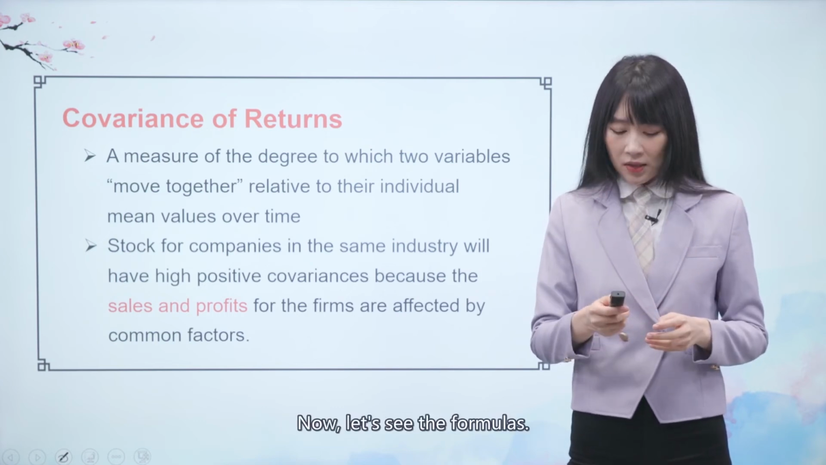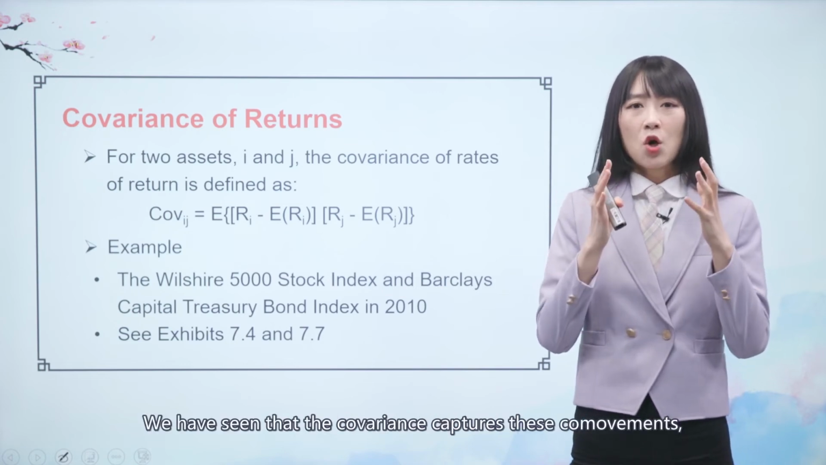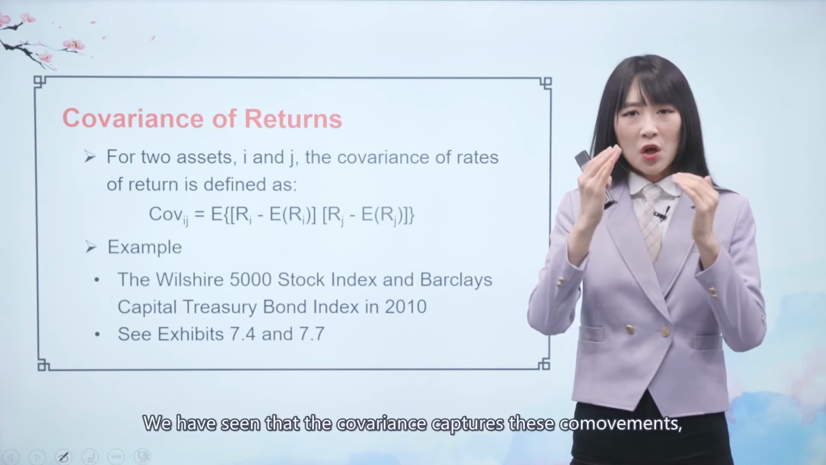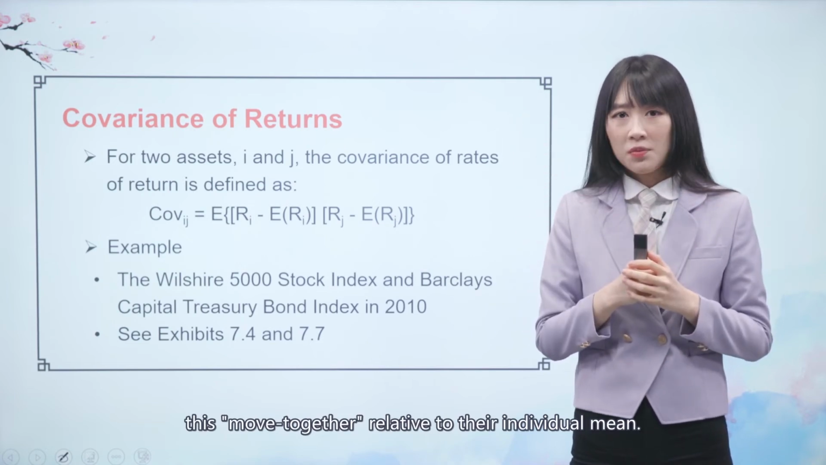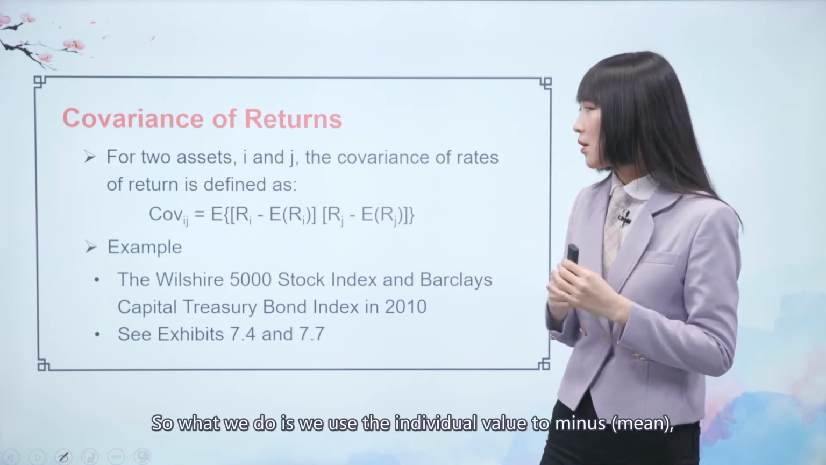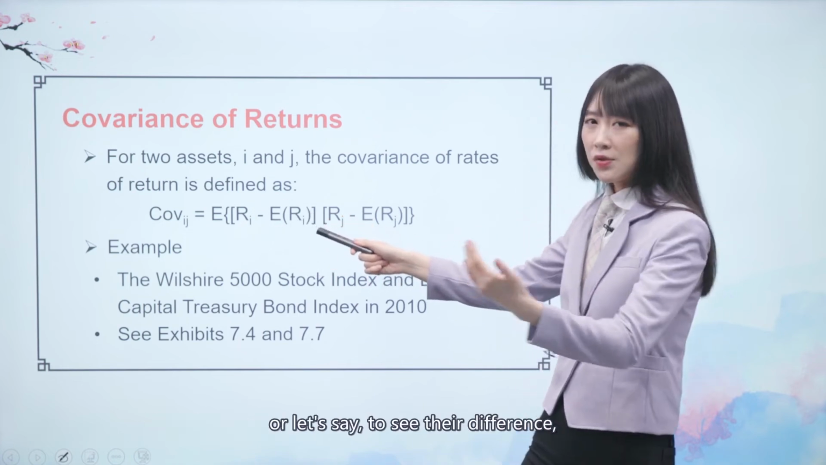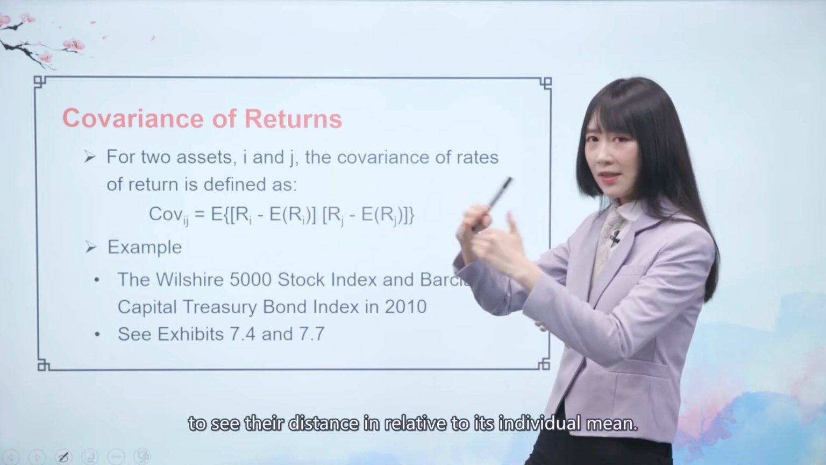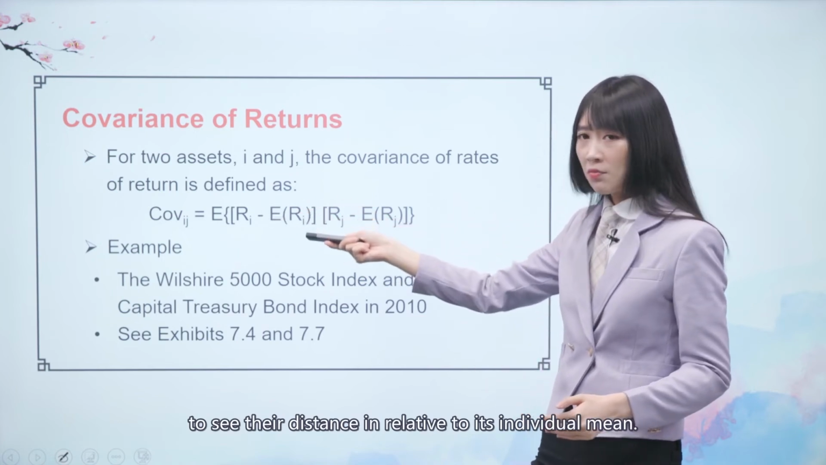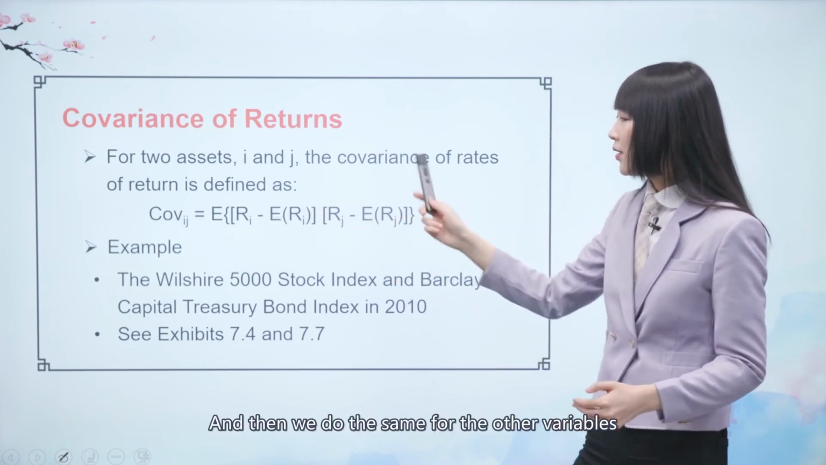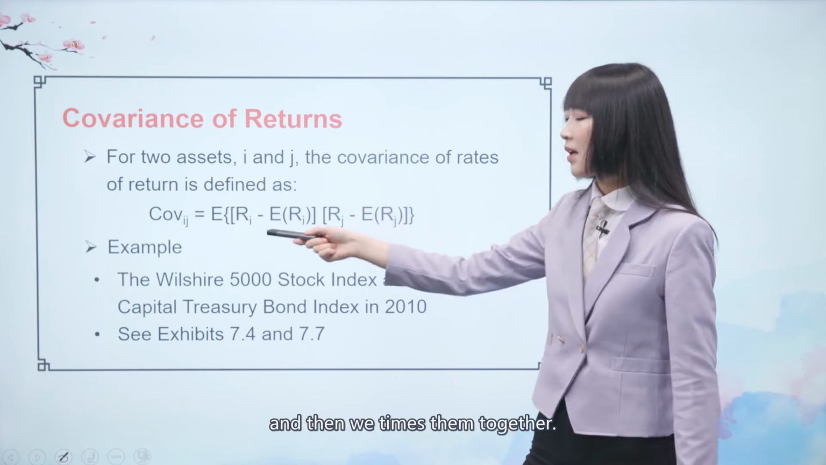Now let's see the formulas. We have seen that the covariance captures these co-movements, how they move together relative to their individual mean. So what we do is we take the individual value minus its mean, to see the distance relative to its individual mean. And then we do the same for the other variable, and then we multiply them together.